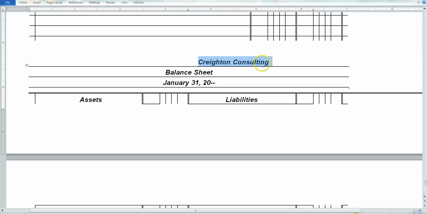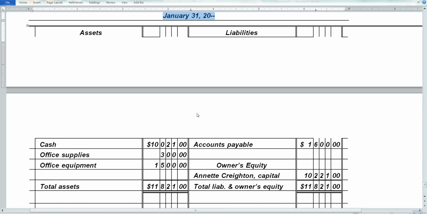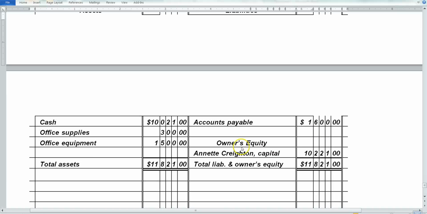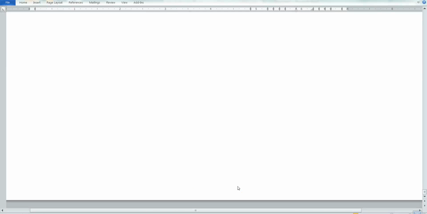Now again, make sure, some of you forgot this during your exam, you lost a point or two. You include the consulting company's name, the fact that this is a balance sheet, and for the month ending. This is where we're going to take all our assets, our accounts payable, our owner's equity from here, $10,221 for our total capital, and make sure that we are in proof. And we are. And that's all this question requires of us.